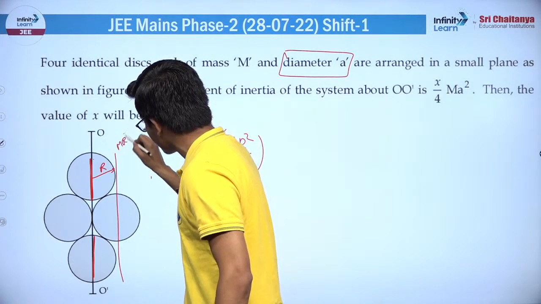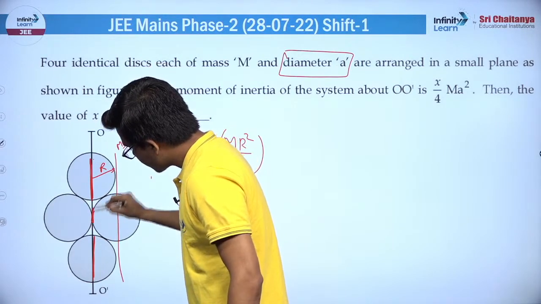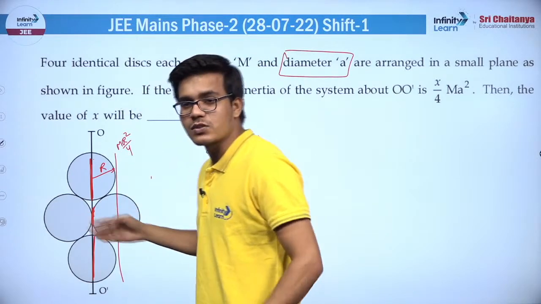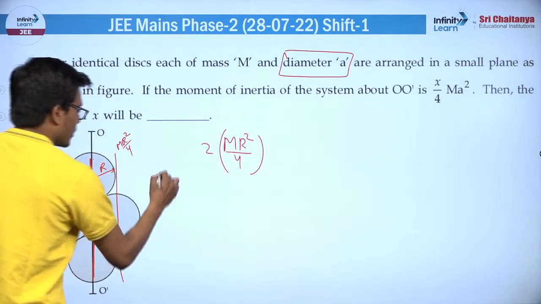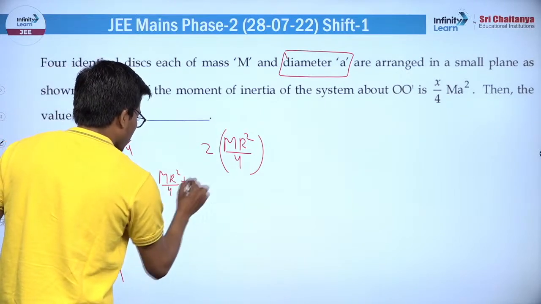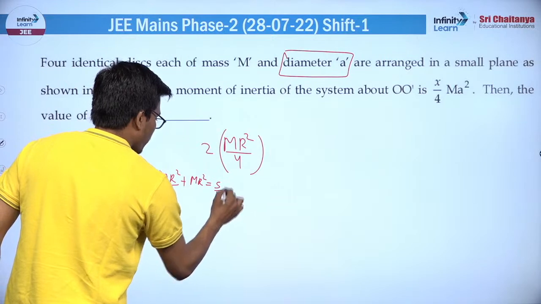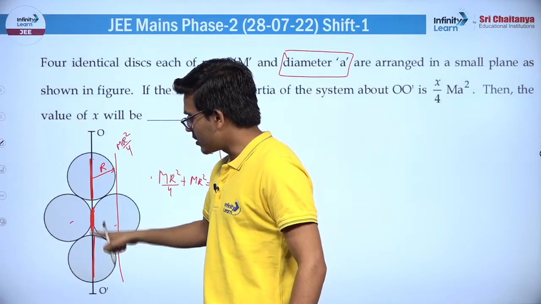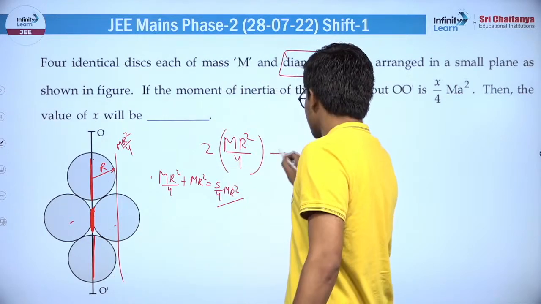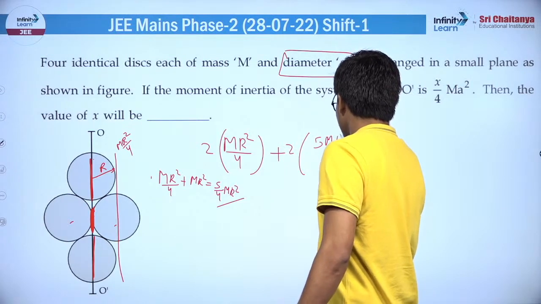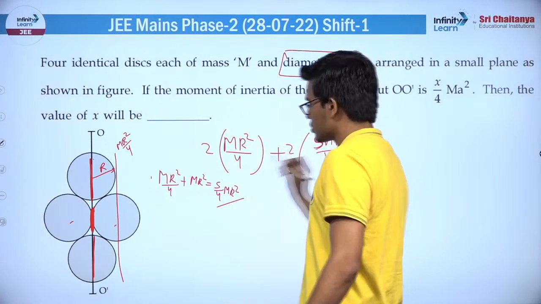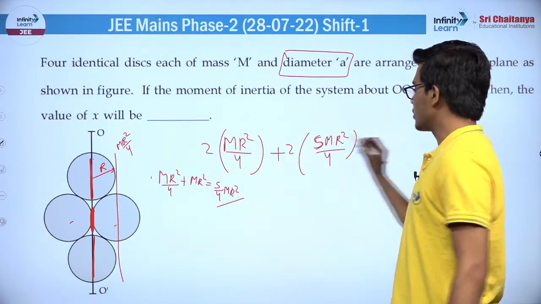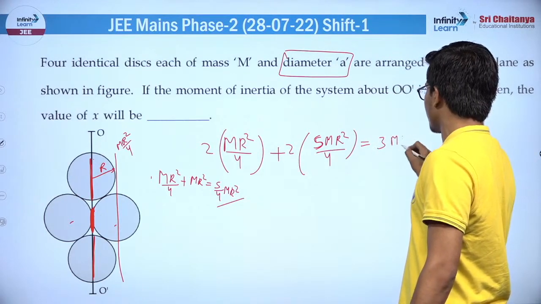And for the tangential axis, you can apply the parallel axis theorem, ICM plus MD square. So due to this disk only, what will be the moment of inertia? mr square by 4 plus MD square, which means 5 by 4 mr square. This is due to a single disk. You have two disks which are tangential to the axis, so my expression should be 2 times 5 mr square by 4. This was due to only one, we have 2, that is why 2 here. So 5 twos are 10, 10 to 12, 12 by 4 is 3 mr square.